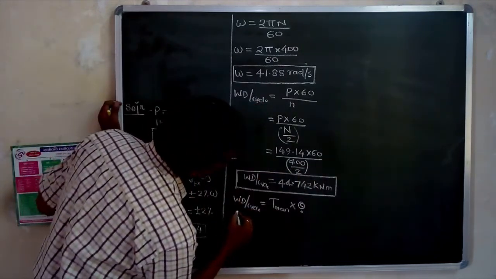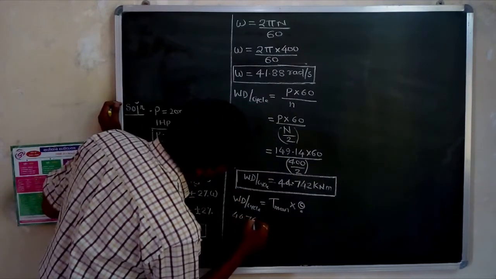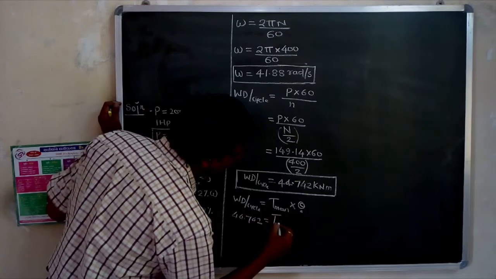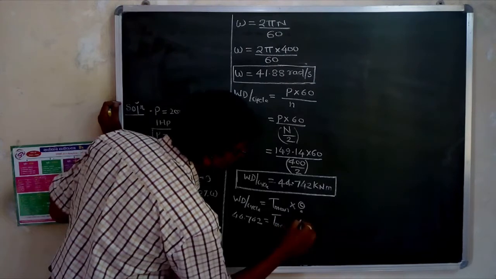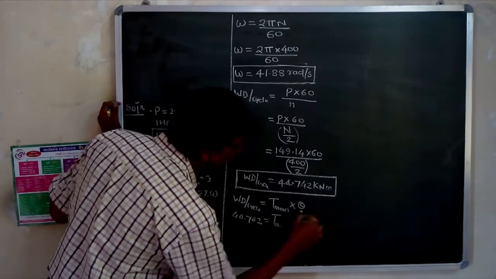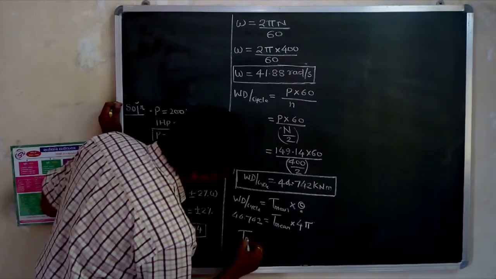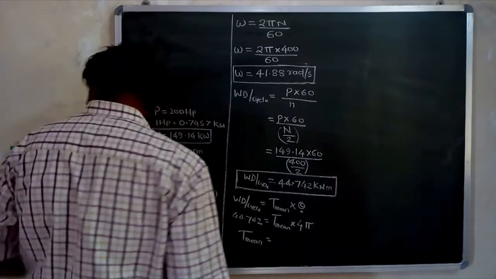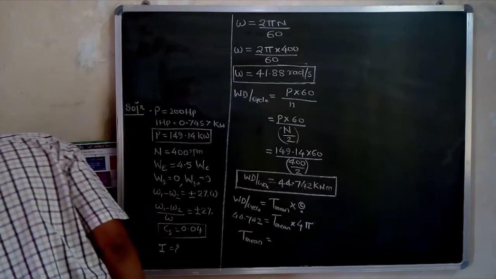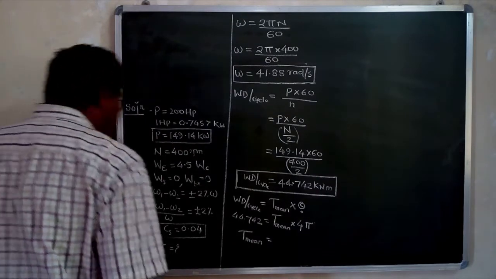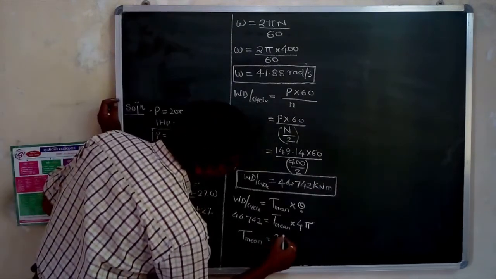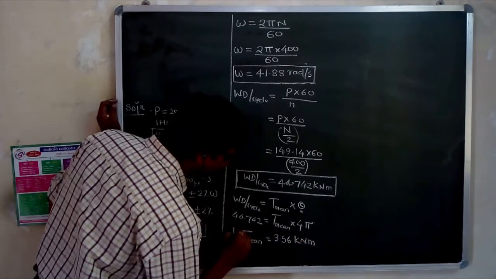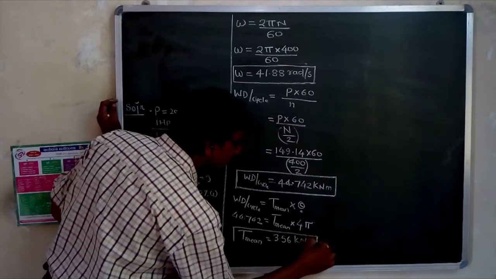So you can also have 44.742 is equal to T main into 4 pi. From that you can calculate T main, by dividing by this, and T main can be calculated as 3.56 kilonewton meter. Okay, so this is your T main now.